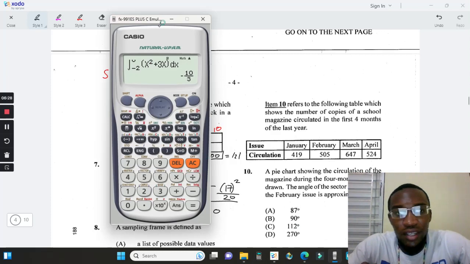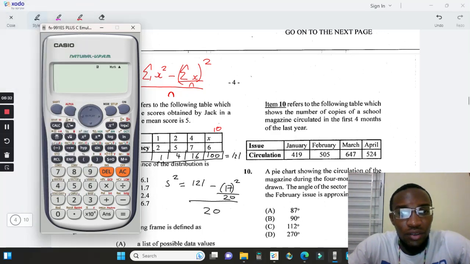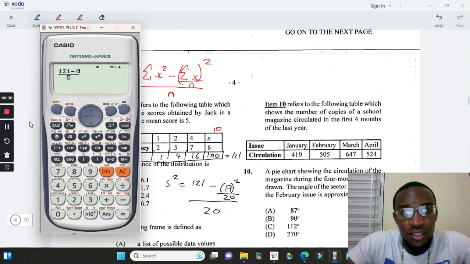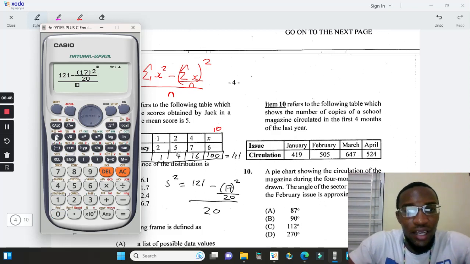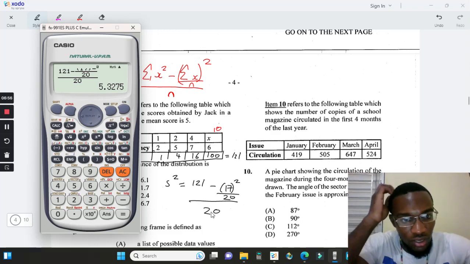I'll use this calculator. Fraction button. 121 minus open fraction button, 17 close the bracket, squared over n. N is 20, divided by n, which is 20. That gives us the variance, and the variance is 5.32.